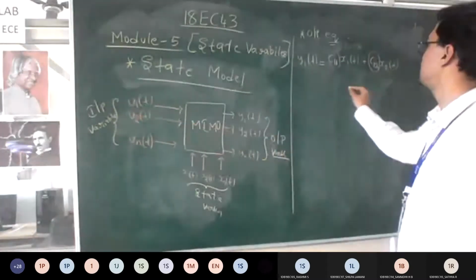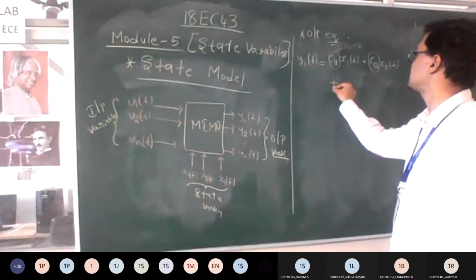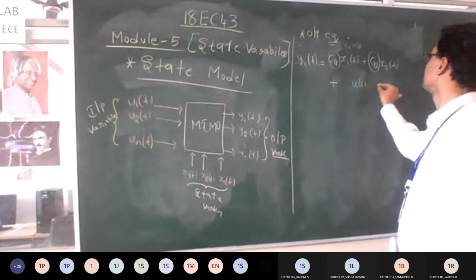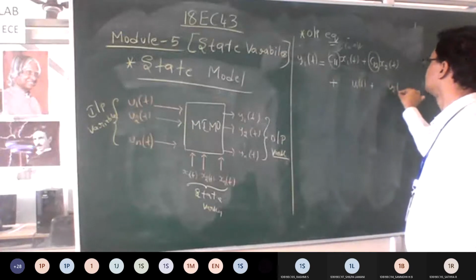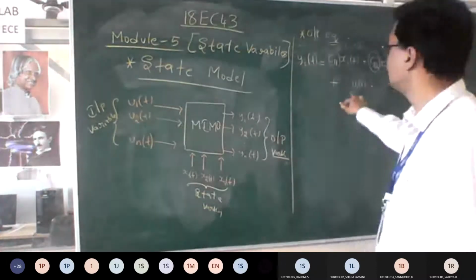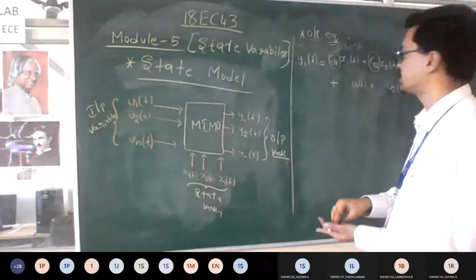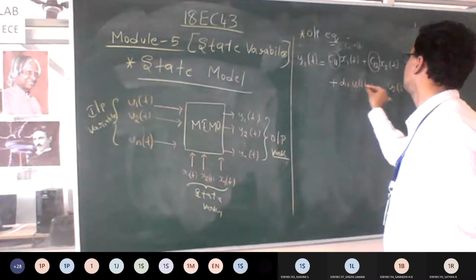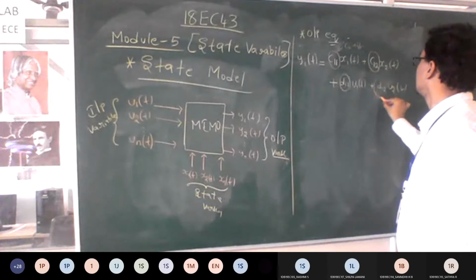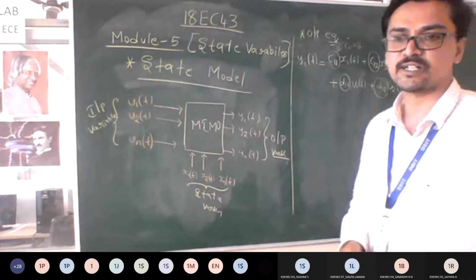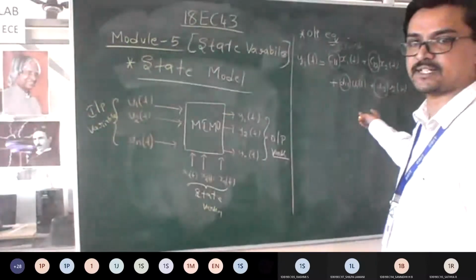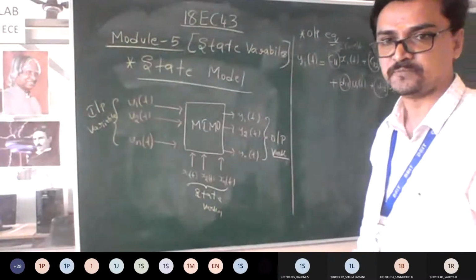Correct now? For that purpose, let me take plus, and instead of x1 it should be u1. So u1 of t plus u2 of t. The same way I took coefficients for the state variables, I need to take coefficients here also. I can represent them as d11, d12. Again, d11, d12 represent coefficients for the input variables. I hope the first equation is okay.